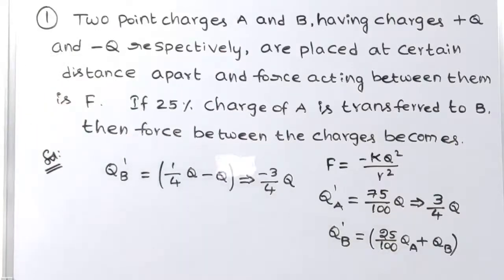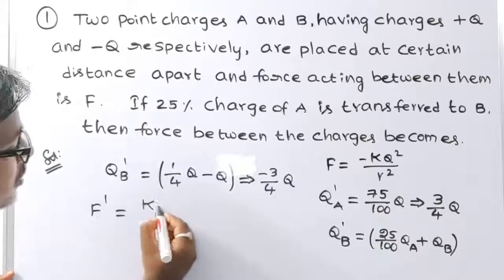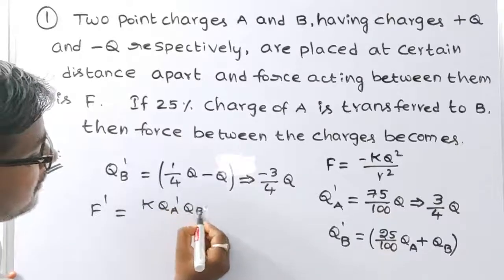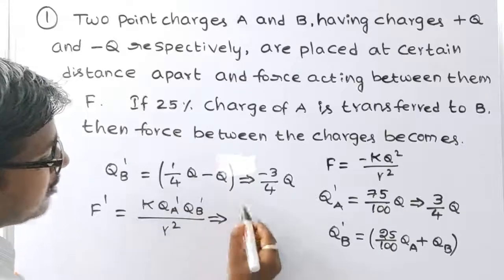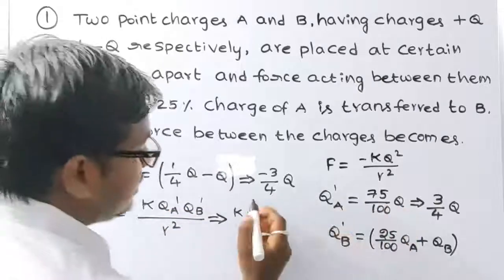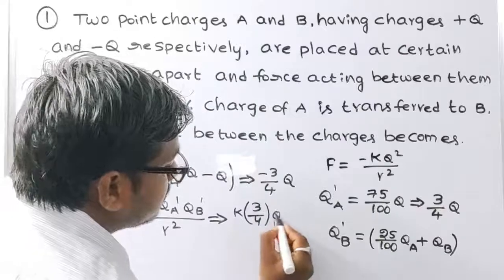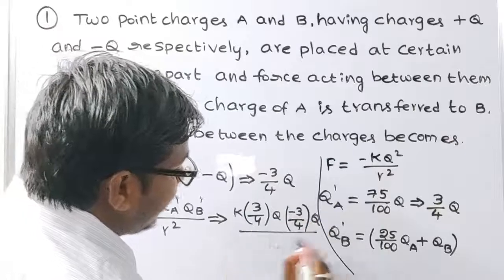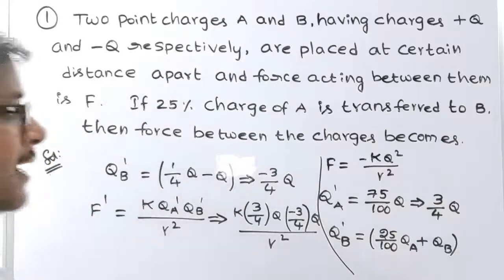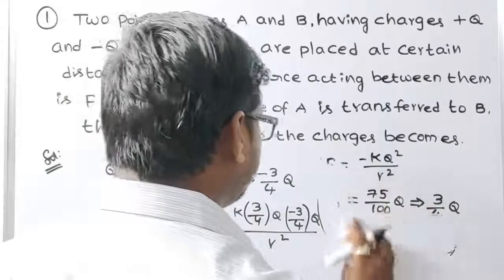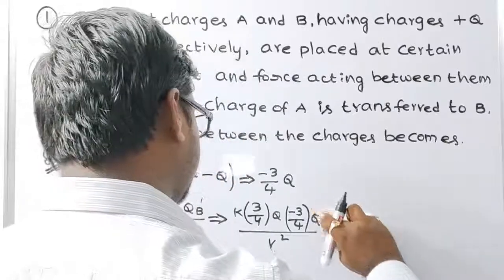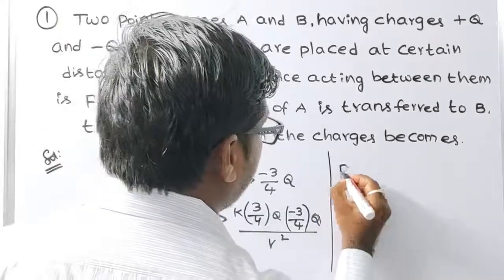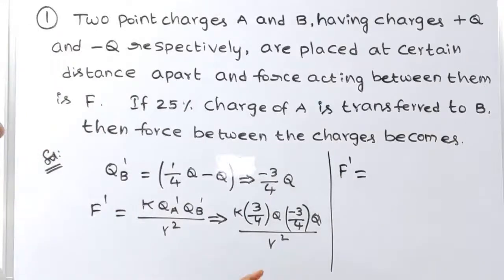Therefore the new force between the two particles, F dash, is equal to K into QA dash and QB dash by R square, that is K into 3 by 4 Q into minus 3 by 4 Q by R square. Three threes are 9, so 9 by 16 Q square.